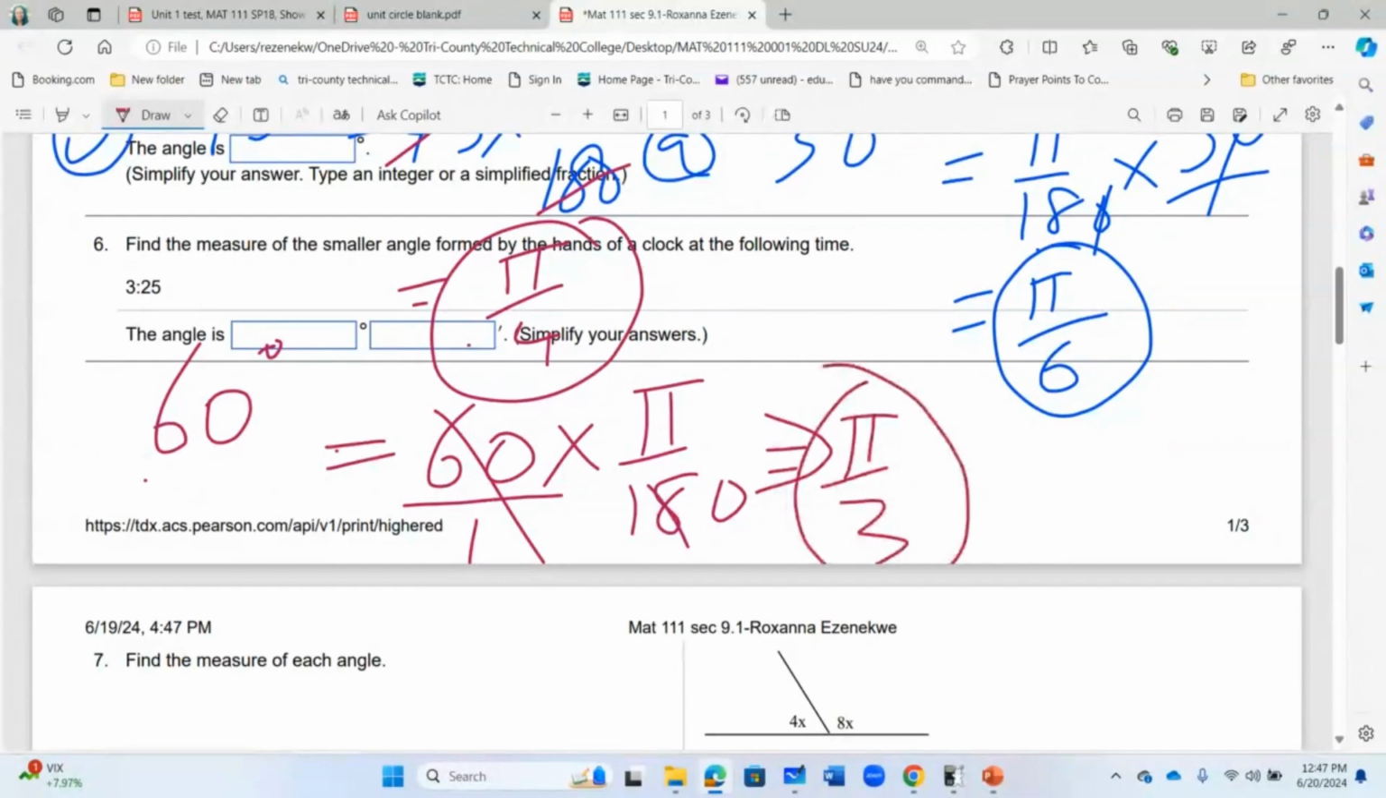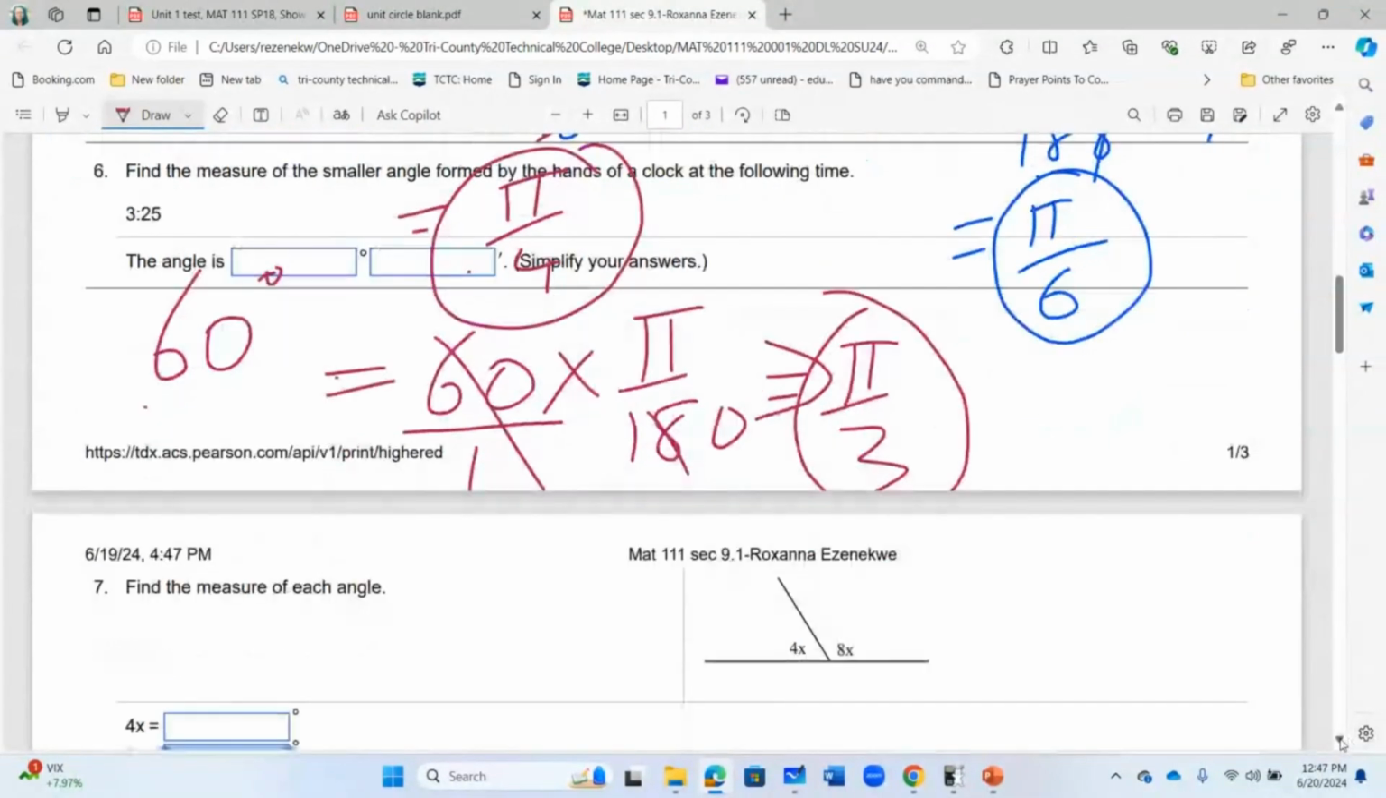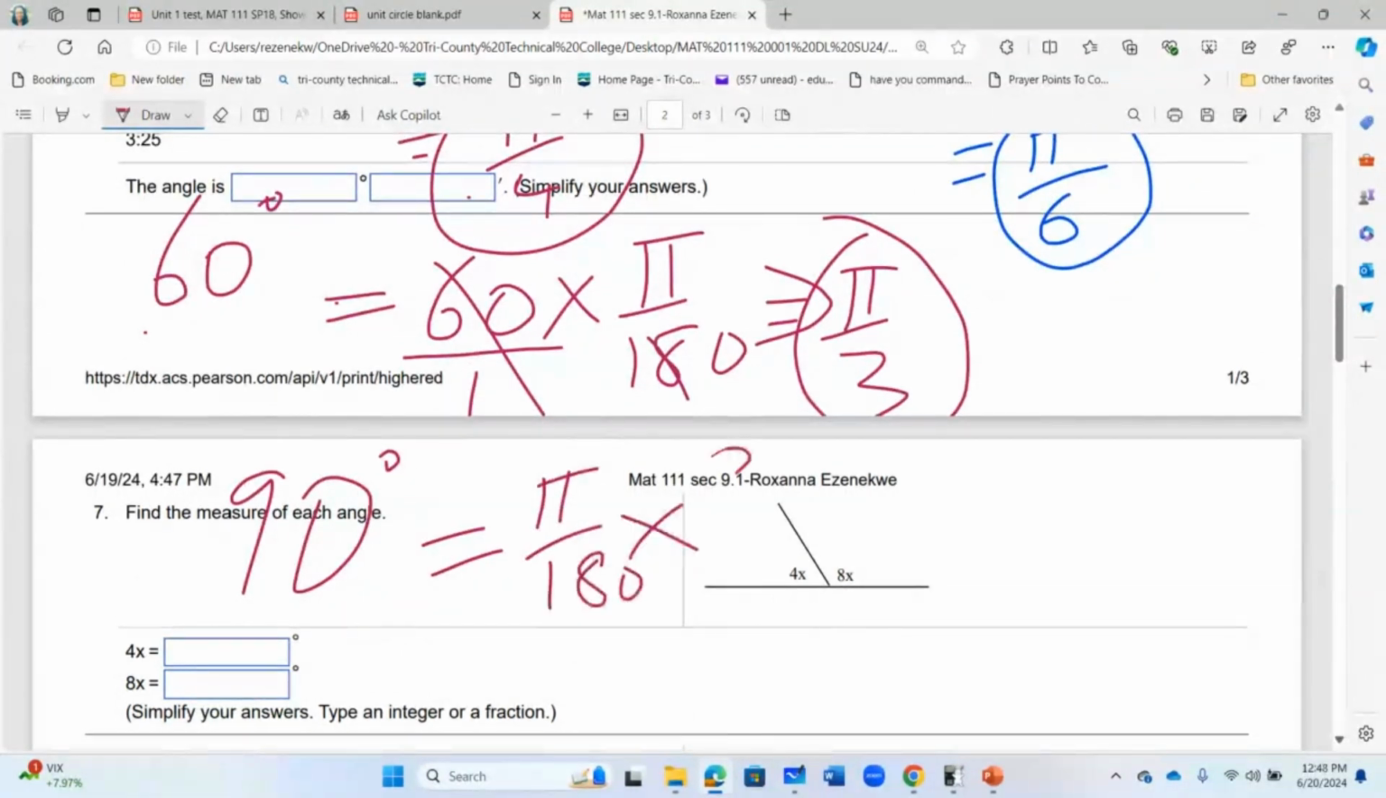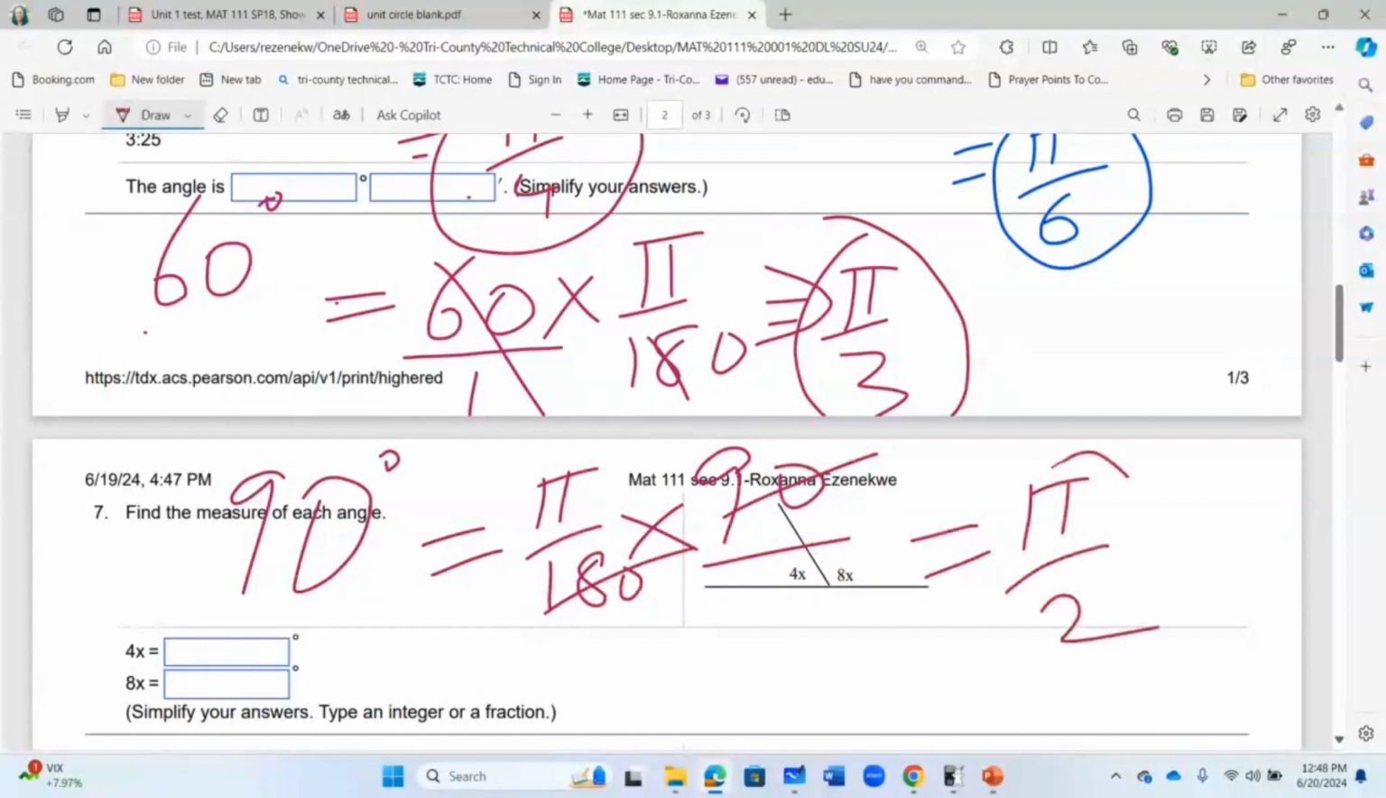Okay, so let's go to 90. If I'm told to convert 90 degrees to radian, 90 degrees is equal to pi over 180 multiplied by 90. If I cancel, I have pi over 2. So 90 degrees is always equal to pi over 2.